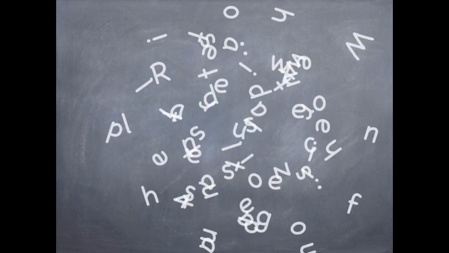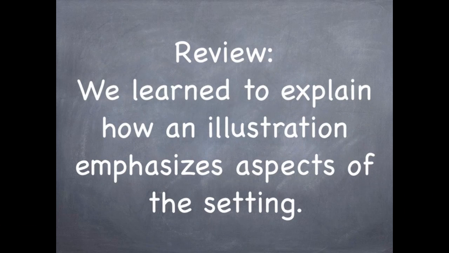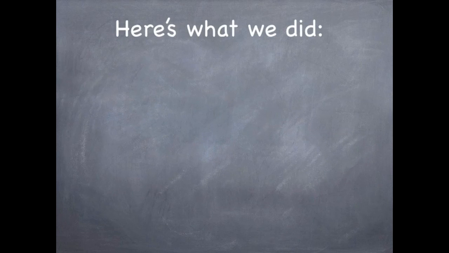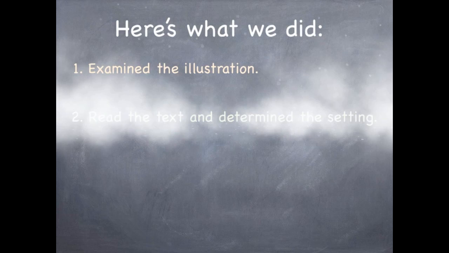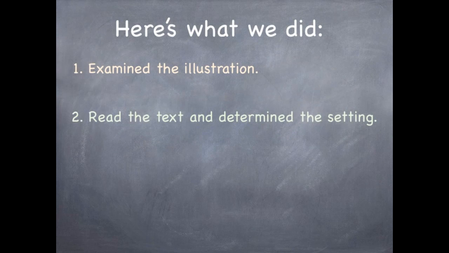So let's review what we did today. We learned to explain how an illustration emphasizes aspects of the setting. In this case, we learned that the illustration emphasizes the silliness of the setting. Here are the 4 steps that we followed. First, we examined the illustration. We observed that the picture looked like it took place at sea. Second, we read the text and we determined the setting. We looked at the words to figure out that the story or the poem was set at sea.